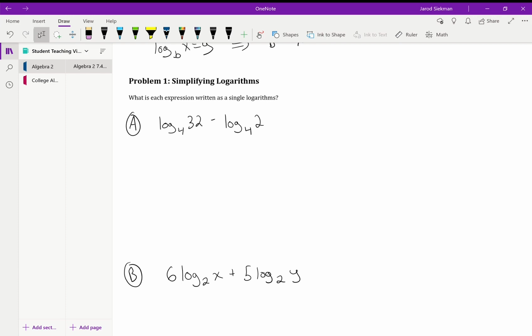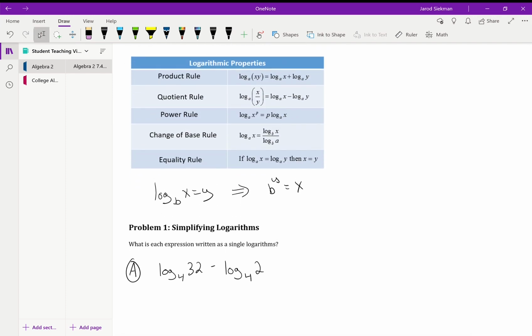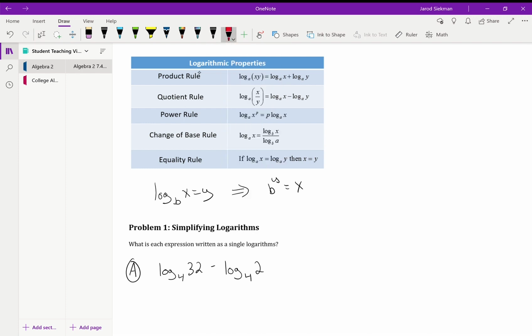So in problem 1, we're going to be simplifying logarithms. We're going to write each expression as a single logarithm and simplify it as much as possible. So we have log base 4 of 32 minus log base 4 of 2. If we look up here, we can see that we'll want to use the quotient rule. We have two logs with the same base subtracted from each other.